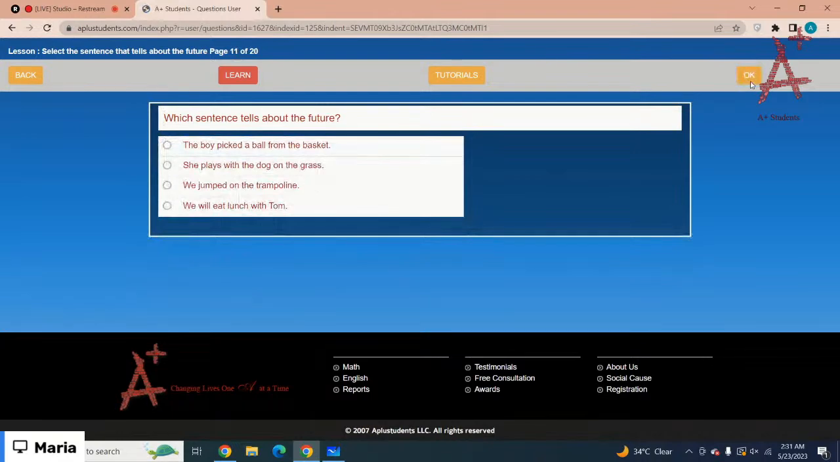Which sentence tells about the future? The boy picked a ball from the basket. She plays with a dog on the grass. We jumped on the trampoline. We will eat lunch with Tom. So, which is the correct option? We will eat lunch with Tom. The last option is the correct option.